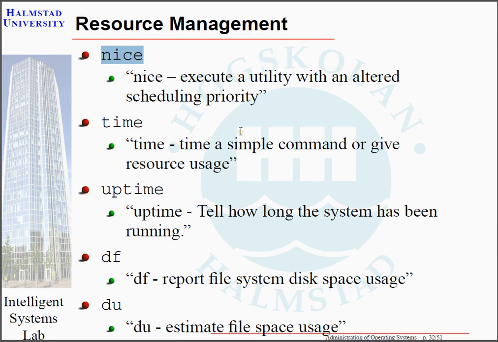There is a command called nice, which can make a particular utility behave nicer, basically just by lowering its scheduling priority. And as a root user, you can also increase some utility's scheduling priority. You can use the time command to measure how much time or how many resources a particular utility is using. There is the uptime command for figuring out how long the system has been running. You can get information about free disk space and disk space used by a particular directory or file.